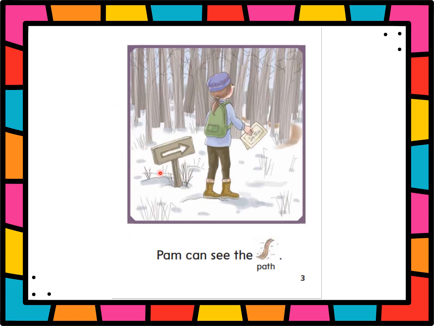Let's look at this illustration. I see an arrow pointing this way, and she's looking over here at this path. Let's go ahead and read the text together. Ready? Pam can see the path.